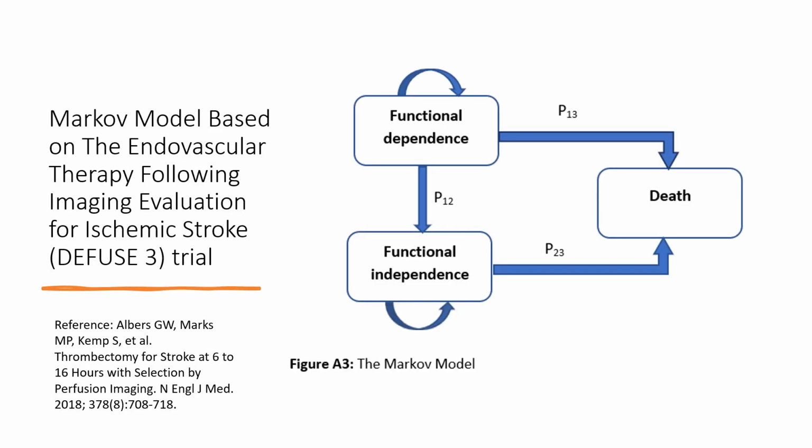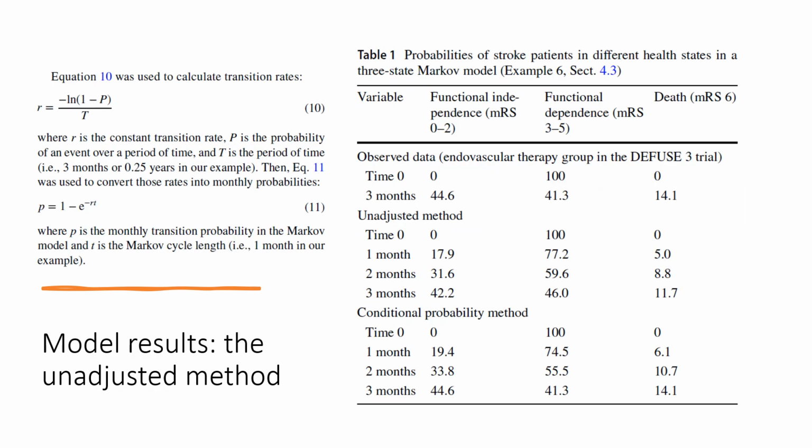Based on a clinical trial for patients with acute ischemic stroke, we developed a Markov model with three health states: functional dependence, functional independence, and death. Given the severity of the disease, we assume that all patients were functionally dependent at time zero. In the endovascular thrombectomy group in this trial, 44.6% of patients were functionally independent, 41.3% were functionally dependent, and 14.1% had died at 90 days.